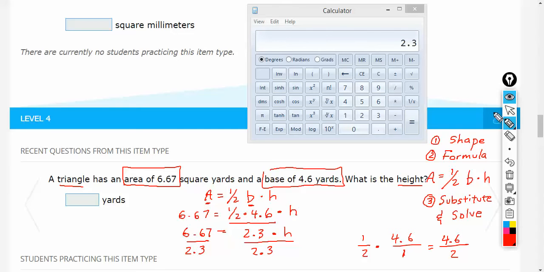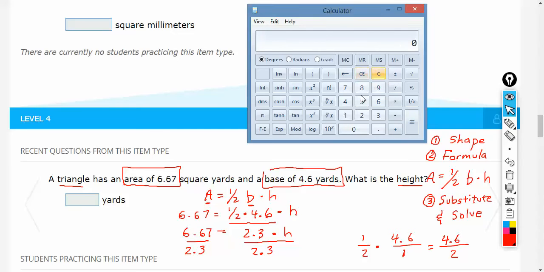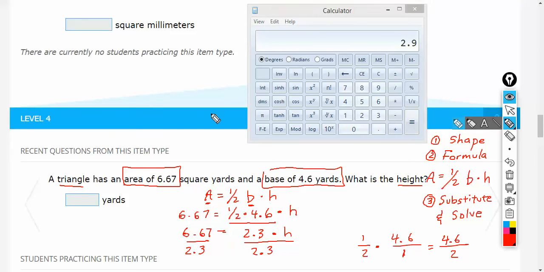Okay, so let me do clear. 6.67 divided by 2.3 equals 2.9. Okay, 2.9.